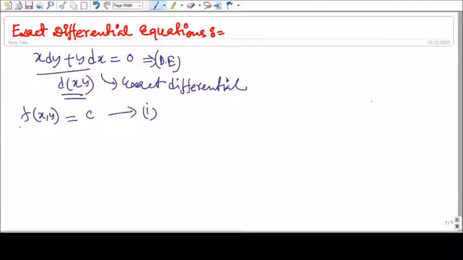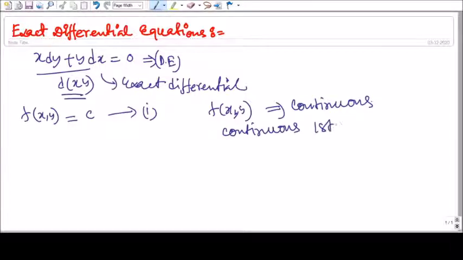Now, if f is continuous and has continuous first order partial derivatives in some region in the xy plane, then we can generate a first order differential equation from this equation 1.